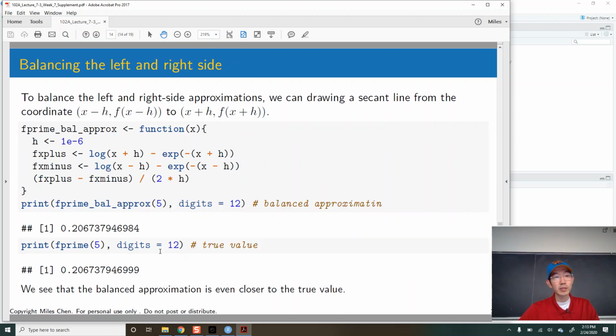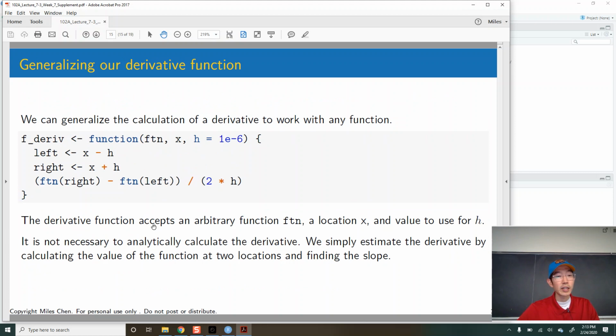And I think we leave it kind of there. I generalize this and I say, okay, here's a function of a function. So one of the arguments that comes in will be some generic function.